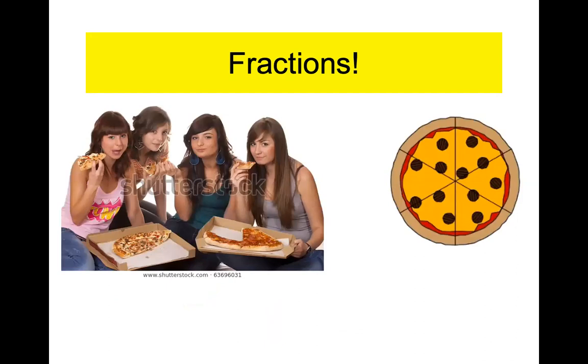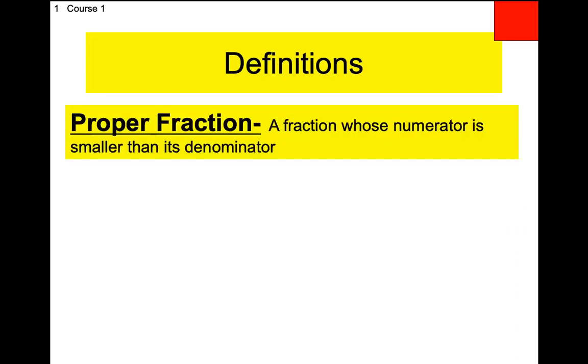Let's say you have some friends over and you want to eat some pizza. So you got 1 pizza there, and we want to say every one of the girls gets 1 slice. So if every girl gets 1 slice, we are eating 4 out of the 6 slices of the pizza. All right, makes sense. We call that particular fraction, the fraction where the numerator is smaller than the denominator, a proper fraction. Please write this down in your notes.